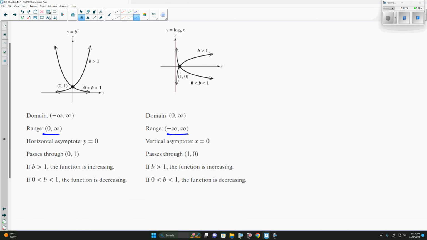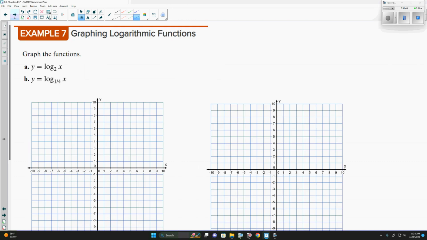Now again, for the vertical asymptote, if we have a horizontal shift left and right, we'll move that asymptote with it. So if we shift the whole function 4 units to the right, the vertical asymptote, which was x equals 0, is going to move 4 units to the right and be x equals 4. Or to the left, it'll move accordingly. It passes through 1, 0, and we have our increasing and decreasing.